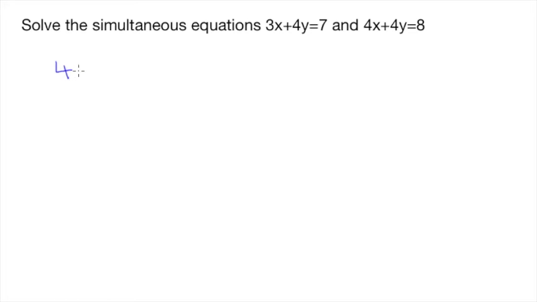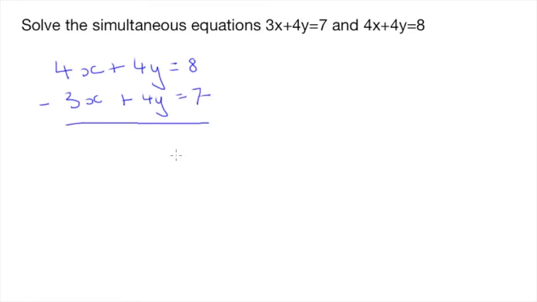Okay, so 4x plus 4y is 8. And when you're writing your x's, do them curly like that, and it'll differentiate them from a multiplication sign. And then we're going to subtract that from 3x plus 4y, which is equal to 7. What you'll get is 4x minus 3x is just x, plus 4y minus 4y is just 0, is equal to 1. So therefore, we know that x is 1.